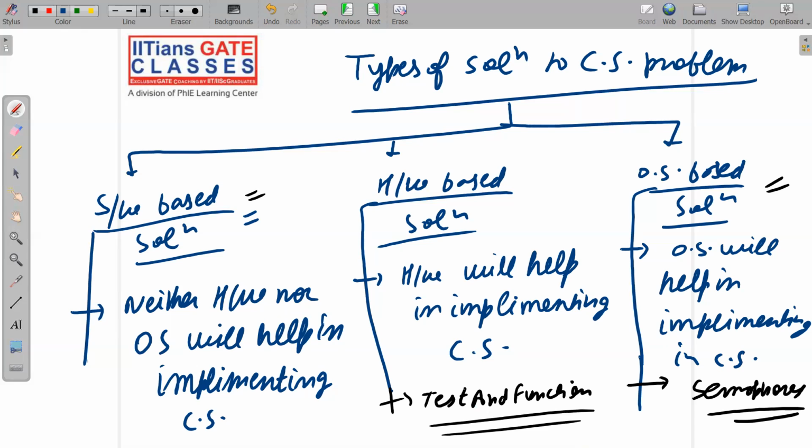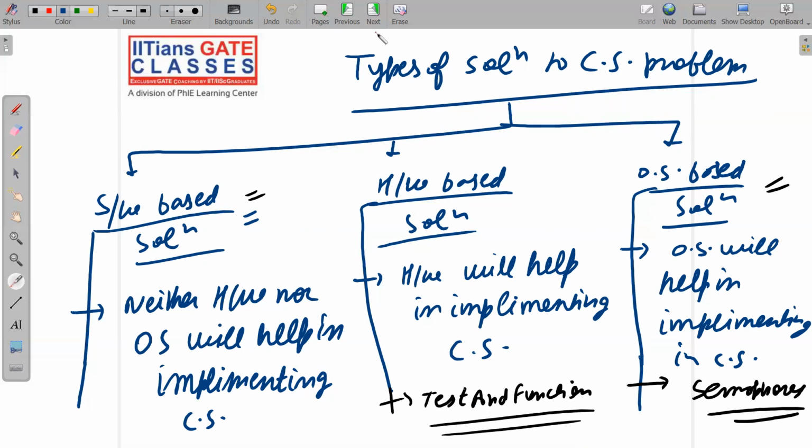Okay, so I think everybody has got it. So there are types of solution to the critical section problem. Broadly, we can say three types of solution. First is software based solution, then hardware based solution, and then OS based solution. Software based solution means neither hardware nor OS will help in implementing CS. Hardware based solution means hardware will help in implementing CS. OS based solution means OS will help in implementing CS. Okay. Yes, please take a snapshot. I will jump to the next slide now.